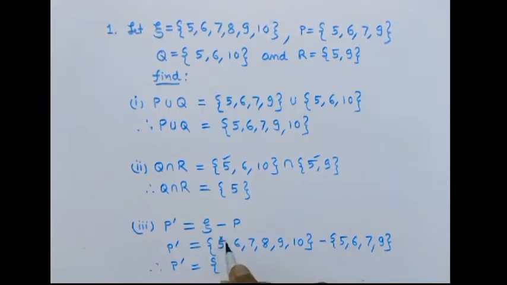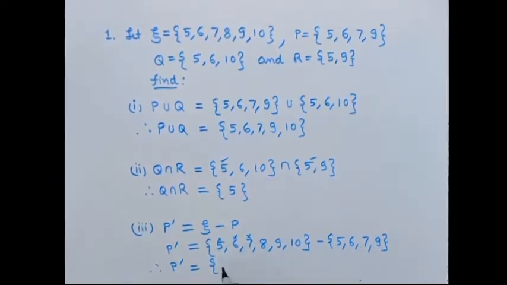So 5 is already there, so we'll not take 5. 6 is also there, we'll not take 6. 7 is there, we'll not take 7. 8 is not there, so we'll include 8. Then 9 is present there, so we'll not take 9. Then 10 is not present, so we'll take 10. So the elements of this P complement set will be 8 and 10. Clear?